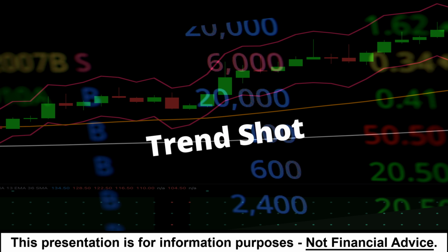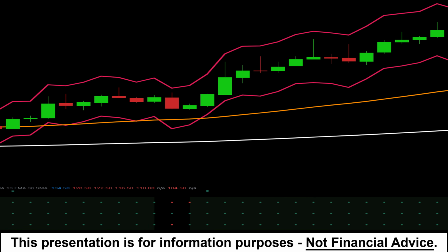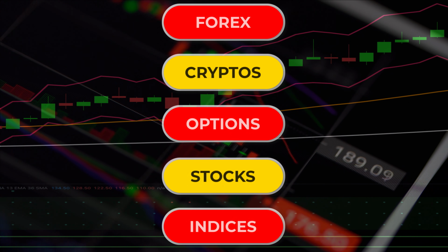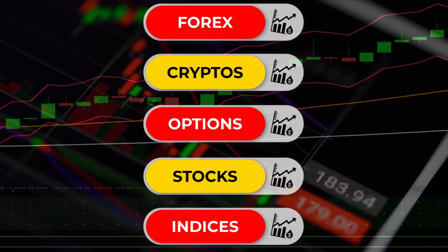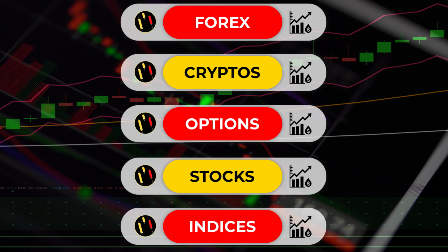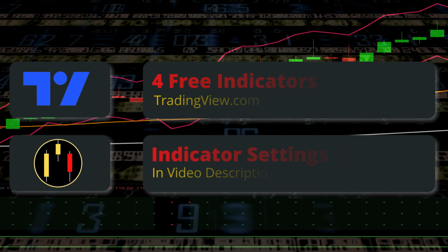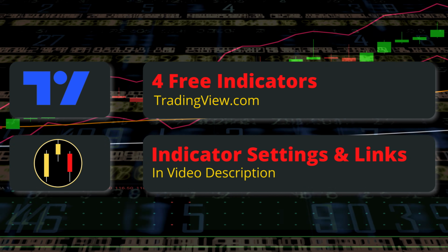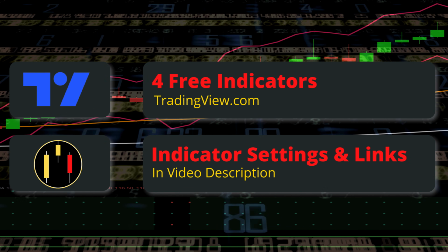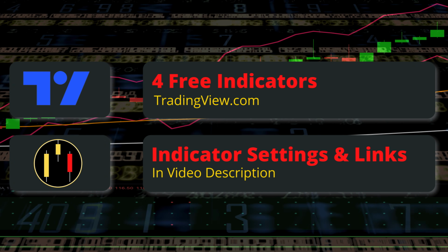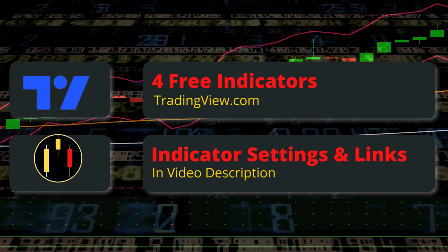I call this system Trend Shot, and like most trading systems, it can be adapted to Forex, crypto, options, stocks, indices, or any instrument that has significant volume and market participants. This trading strategy utilizes 4 free TradingView indicators. As always, links and settings to all indicators are listed in the description.